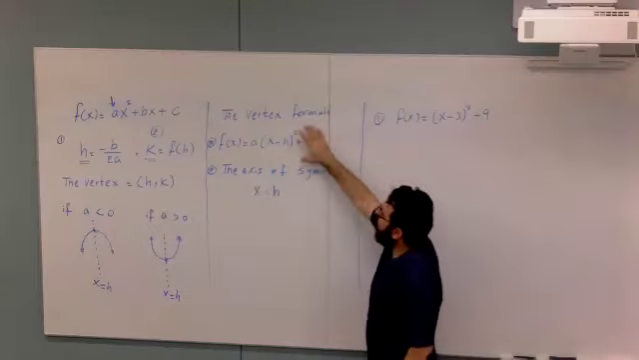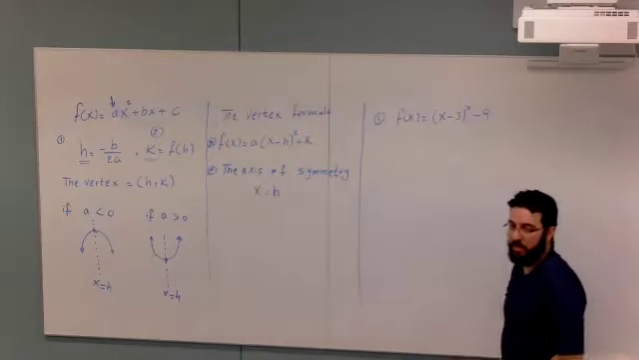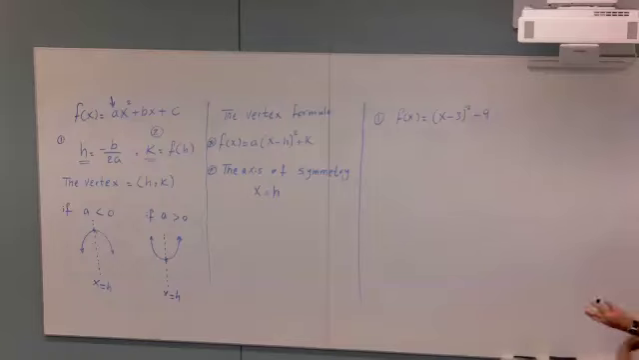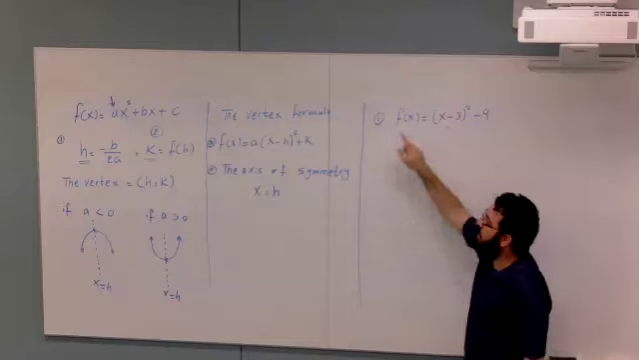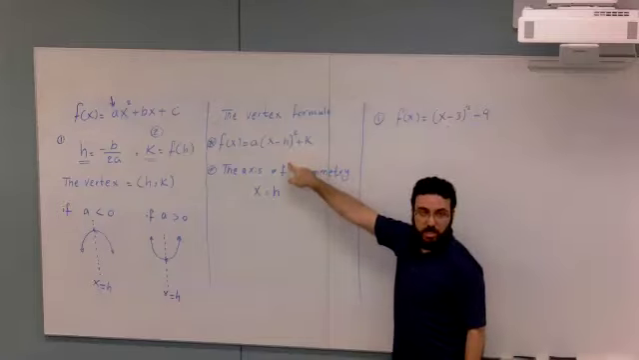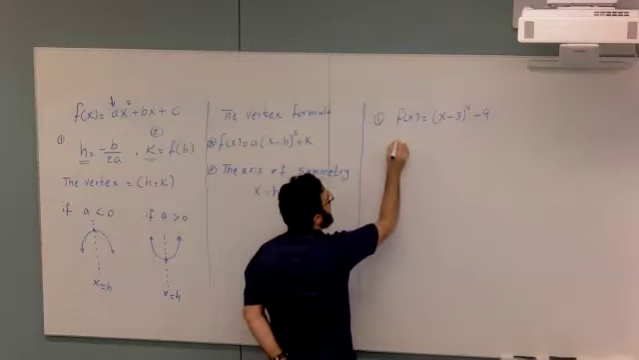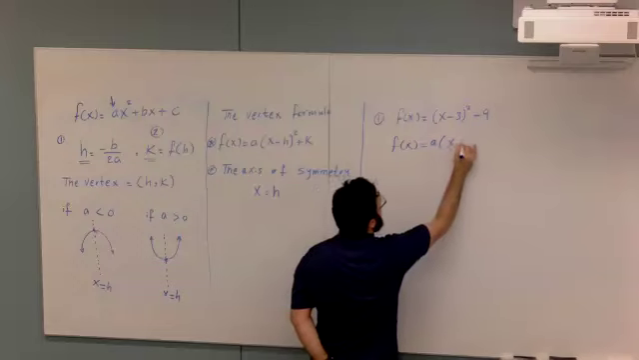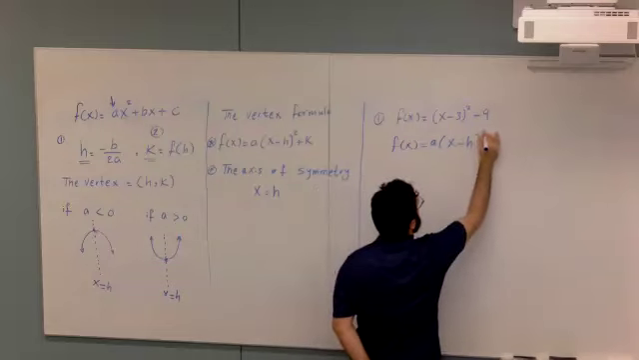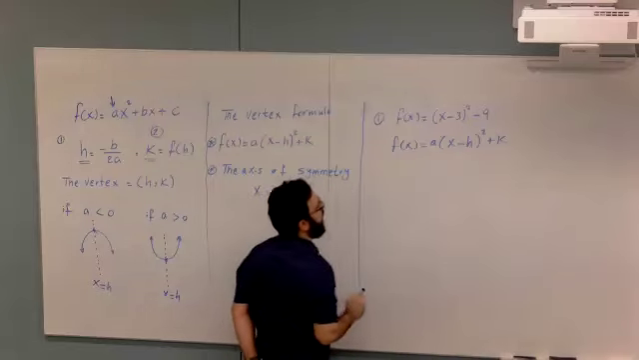The equation is similar to this form, the vertex formula, right? So check what I'm going to do, so I'm not going to make a mistake. You can write down the vertex formula, which is a(x minus h) squared plus k. I'm just going to write down the vertex formula.